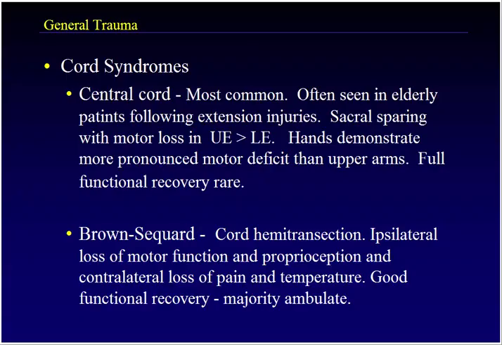Now, the cord syndromes, let's just cover those briefly. The central cord syndrome is the most common cord syndrome. It's usually seen in elderly patients that have extensive osteophytes anteriorly, perhaps degenerative disc disease, and it's seen following hyperextension injuries to the neck. The clinical presentation is sacral sparing, and you'll have motor loss preferentially in the upper extremity over the lower extremity.